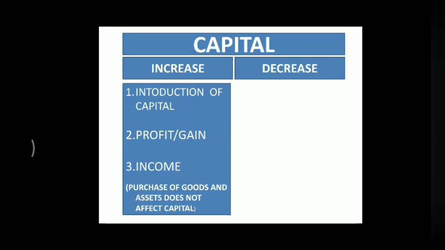First is introduction of capital. Whenever capital is introduced in the form of any assets, we will add that. Any profit or gain we will add, and any income. Income means rent received, commission received. Profit or gain means profit on sale of fixed assets, or profit on sale of goods, or gain on sale of fixed assets. So introduction of capital, profit or gain, and income will be added.